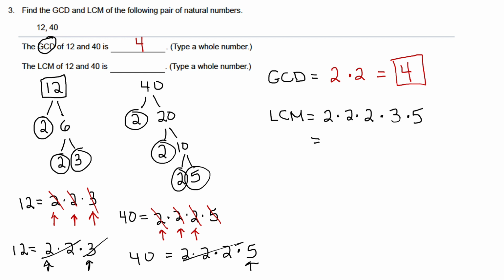So the LCM is 2 times 2 times 2 times 3 times 5. When we multiply all of those numbers together, we get 120. So the LCM is 120.